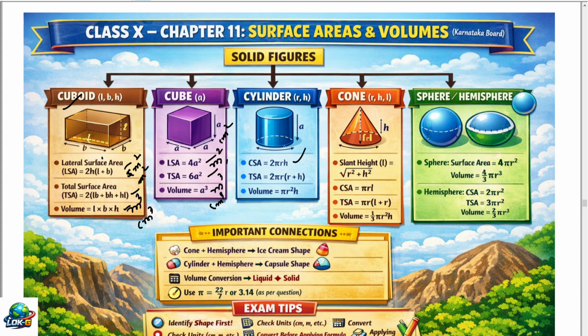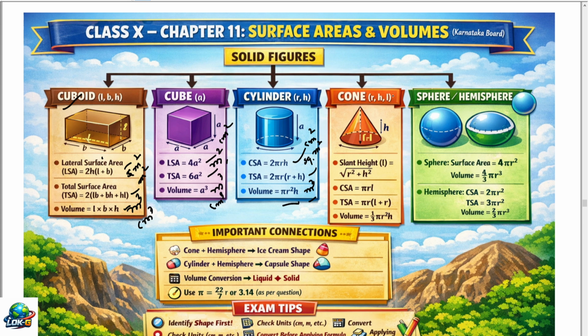Total surface area, top and bottom you have to add, you will get 2 pi r into r plus h. And these will be in square units, like centimeter square and meter square. And volume will be in meter cube or centimeter cube. Volume of the cylinder is pi r square h cubic units. You studied in the 9th standard your applications here.